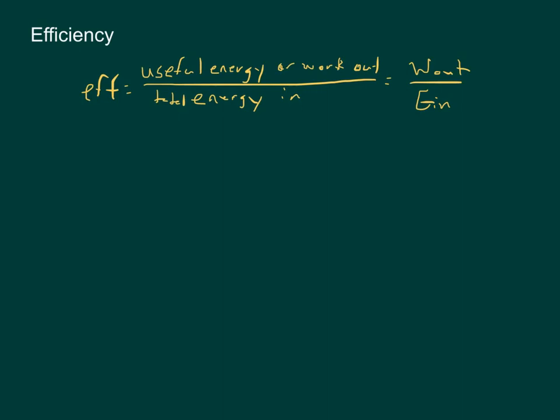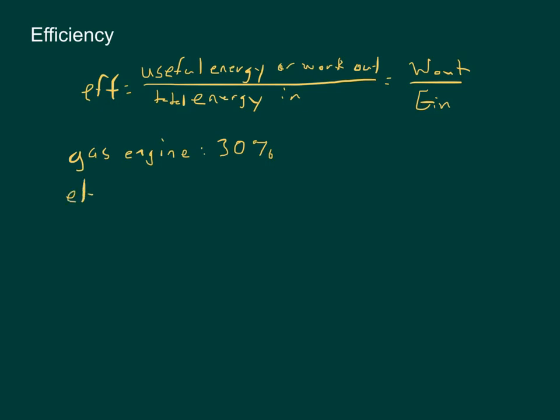Just for a couple quick examples here, we talked about a gasoline engine in a car. A gasoline engine in a car is only about 30% efficient, and we're working with percents here, so we usually report this number as a percentage. So that means only about 30% of the actual chemical energy that's stored in gasoline is being used to make the car go forward, to do what we want. The rest of it is being lost to heat and other sources like friction.